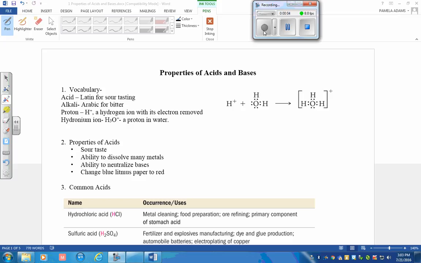Most of this is a review, so I'd ask you to read it on your own. I'm just going to go over some of the highlights. One of the things that you absolutely need to know is what a proton is.